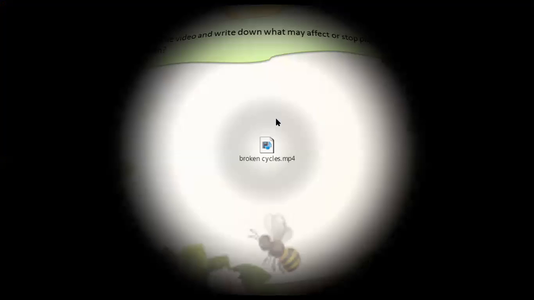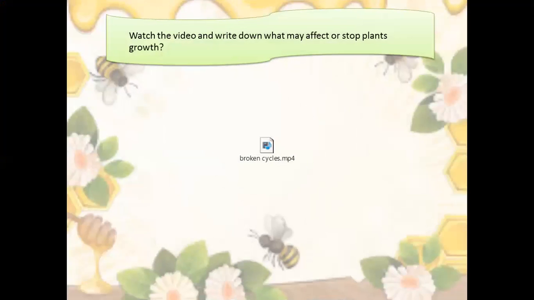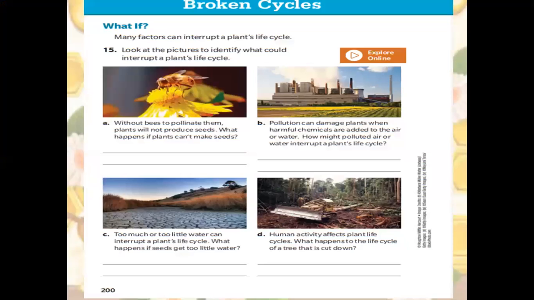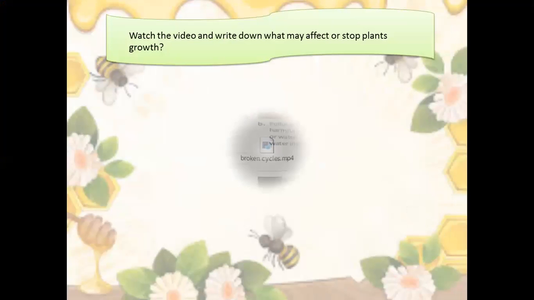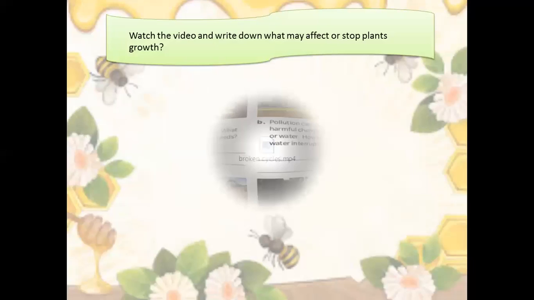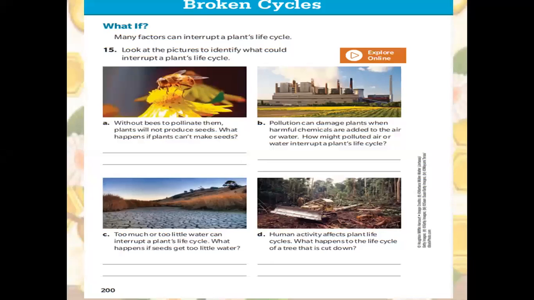In page 200, we can see different things that we saw in the video that may stop stages in the life cycle of the plant or kill the plant so it cannot complete its life cycle. Like this, if there are no bees, who will pollinate the flower and help it to form the seed?